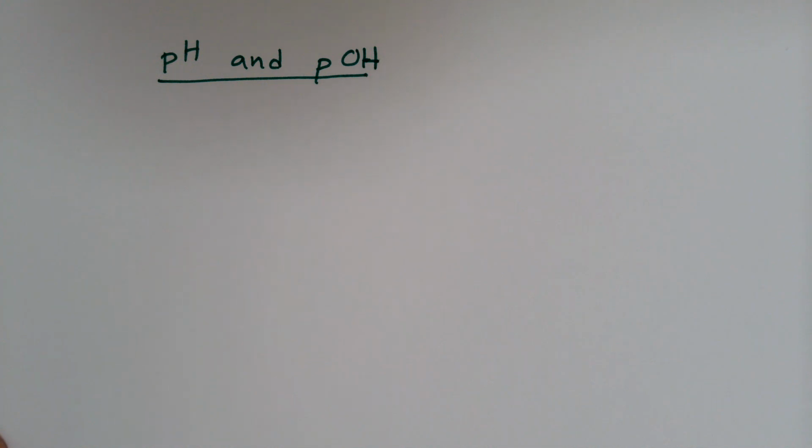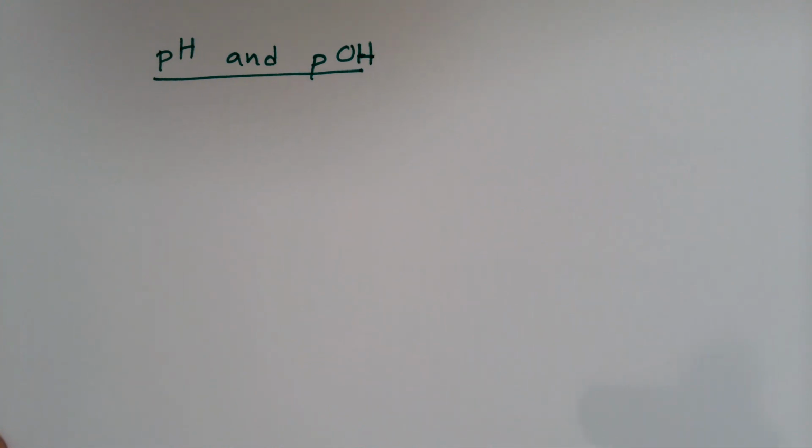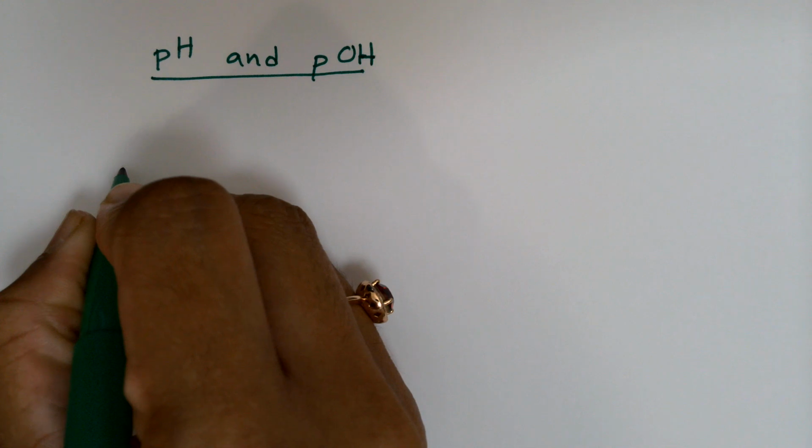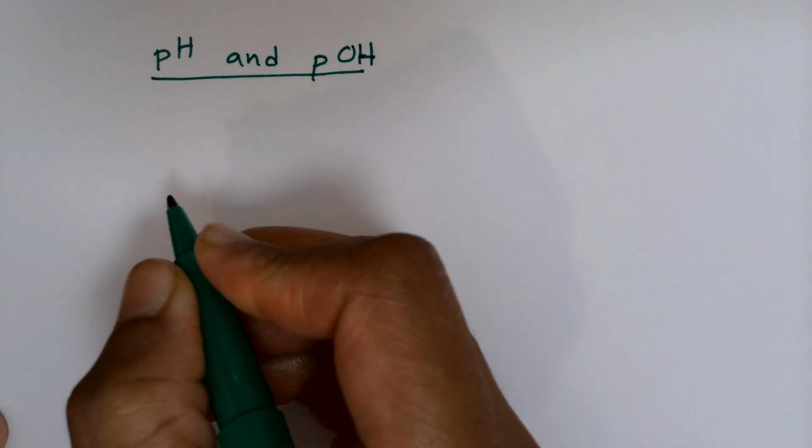Today we are talking about pH and pOH in acids and bases. What are pH and pOH, and how can we calculate them using H3O+ concentration and OH- concentration? The pH is a scale mainly between 1 and 14.